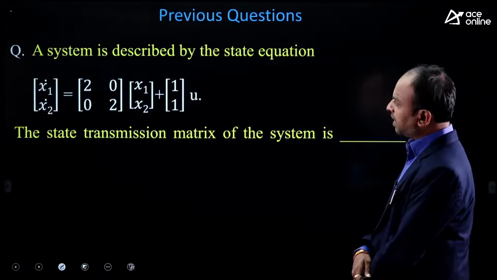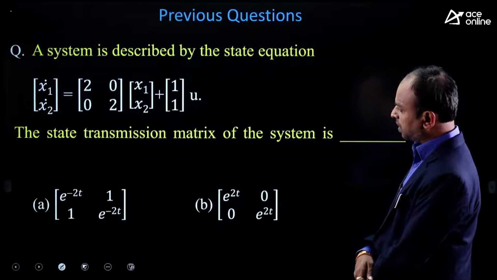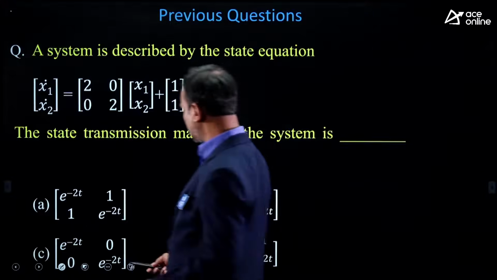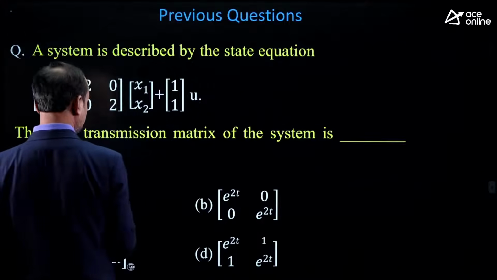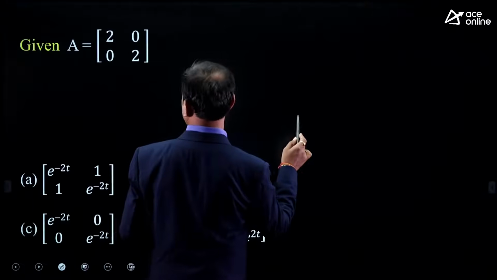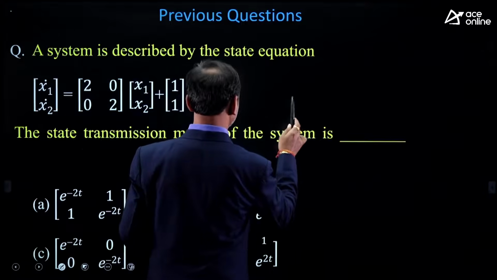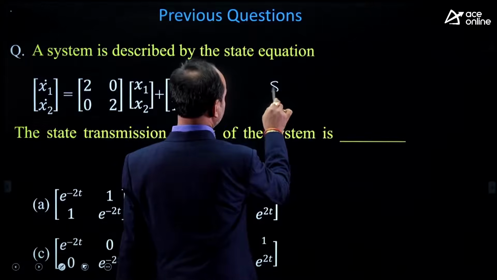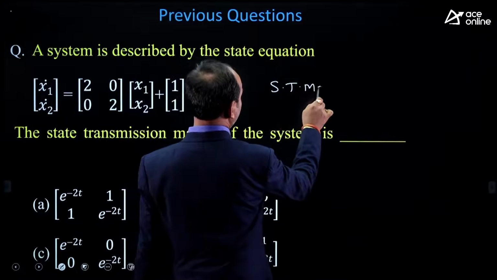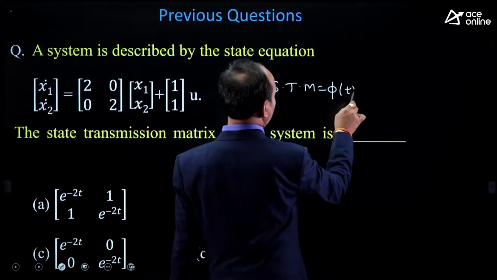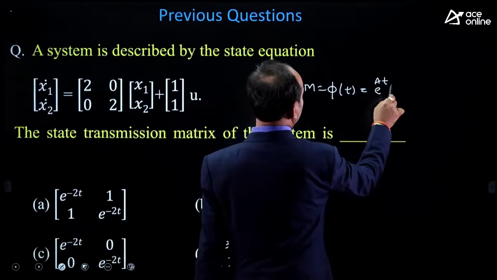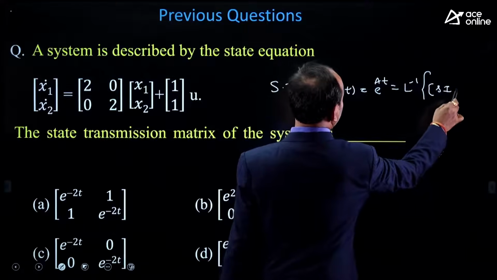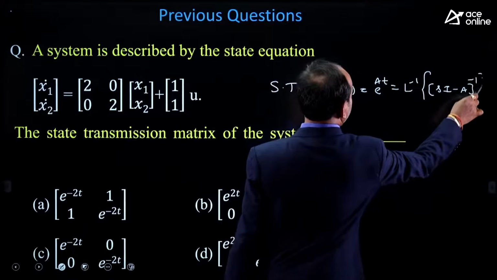The state transition matrix of the system is, okay, these are the options here. How to find the state transition matrix? We need to use the formula. The state transition matrix, phi of t equals e to the power of At, equals the inverse Laplace transform of (sI minus A) inverse. This is the formula for the state transition matrix.